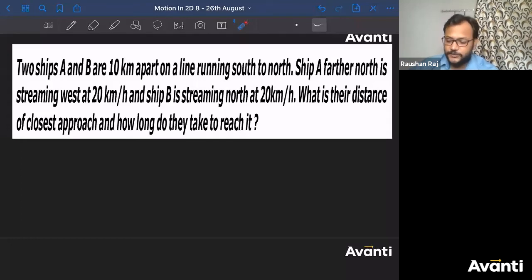So in this one, there is a concept known as the closest approach or minimum distance. Okay? So in that condition, we study how to solve a question where minimum distance is being asked to you.